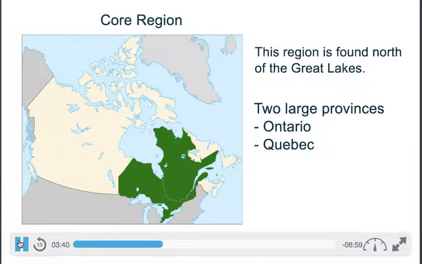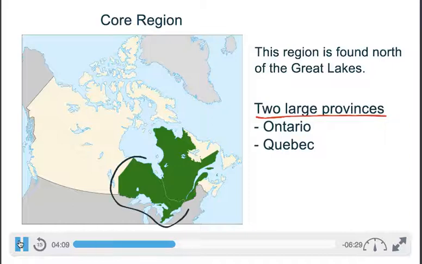Let's move on to the next one. The next one we're going to talk about is the core region. Now this region is found north of the Great Lakes. If you don't know where the Great Lakes are, they're found down here. Now, this one only has 2 provinces. You have Ontario, which is found here. And then Quebec, which is the giant one right here. So this one only has 2 provinces, but they also happen to be some of the biggest.